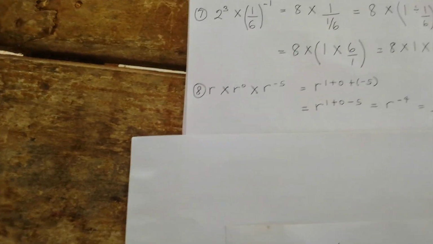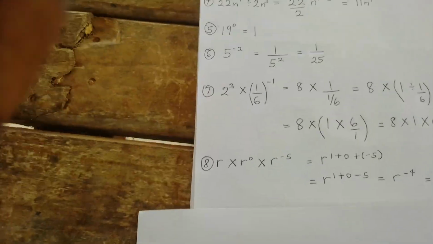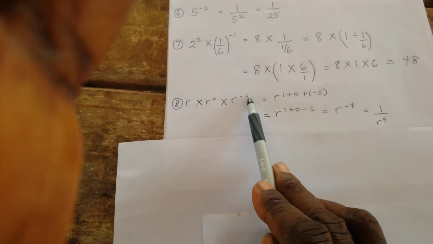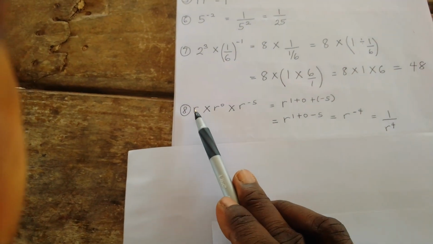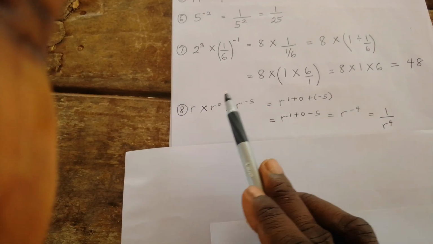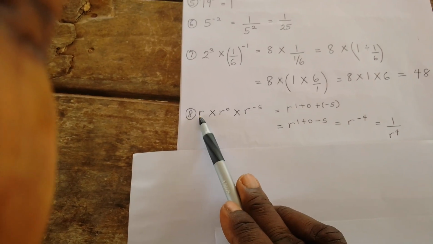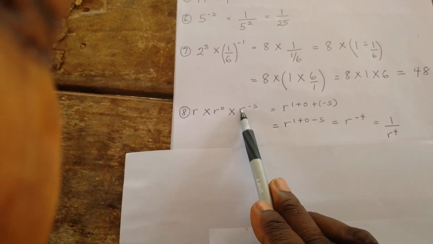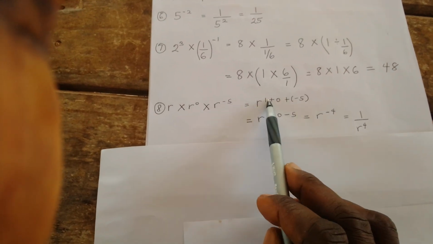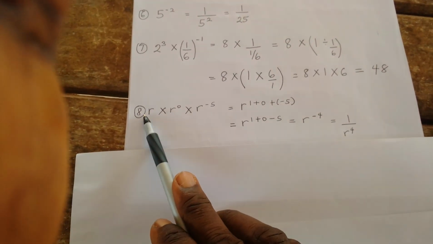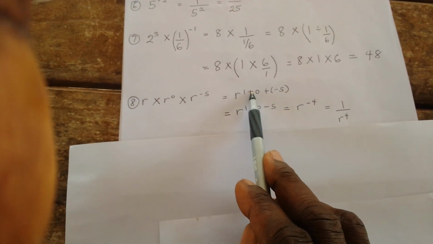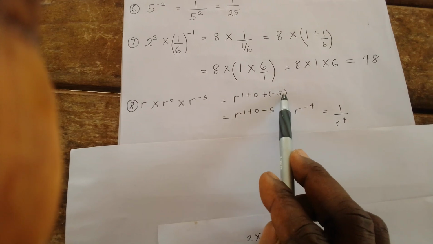Now let's do another example. In this example, you are having r times r raised to power 0 times r raised to power minus 5. Now you realize that these terms have the same base with different powers. Since you have multiplied everything, indices tell us to do what? Just add the powers. So r is the same thing as r raised to power 1, then plus this 0, plus this minus 5.